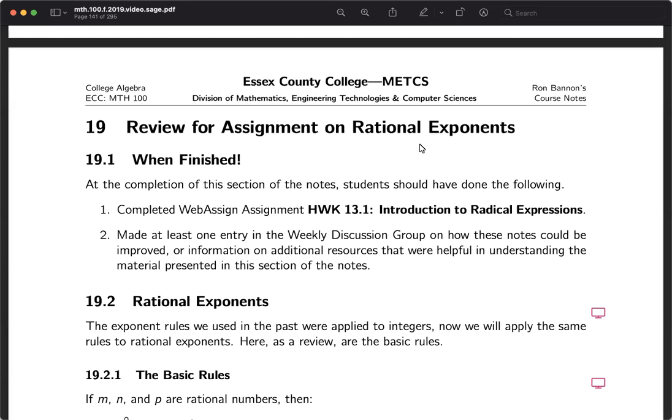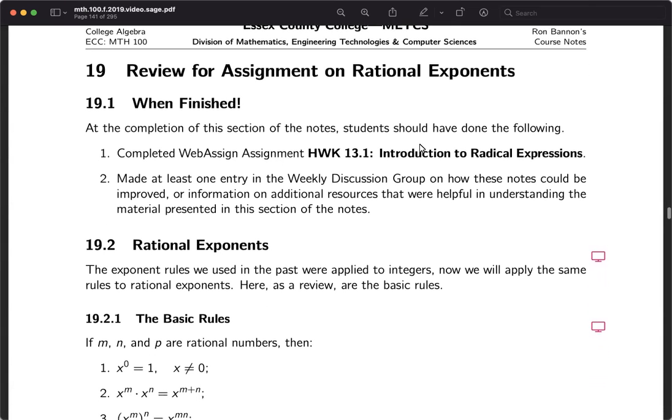Okay, we're in section 19 of the notes. We're doing the examples now. And again, it's hopeful that you've paid attention to what we presented to you in the lecture portion. And this is the section on rational exponents.